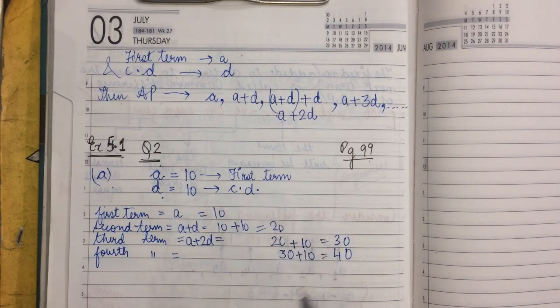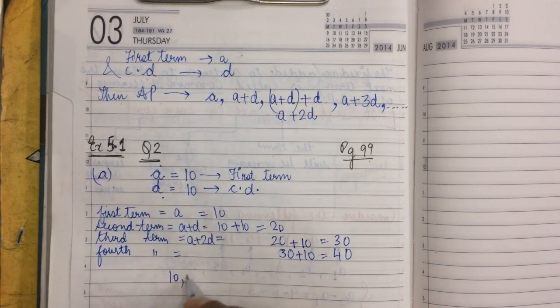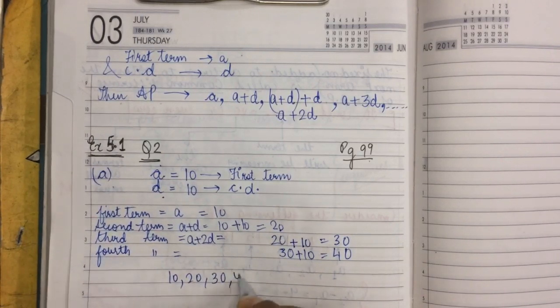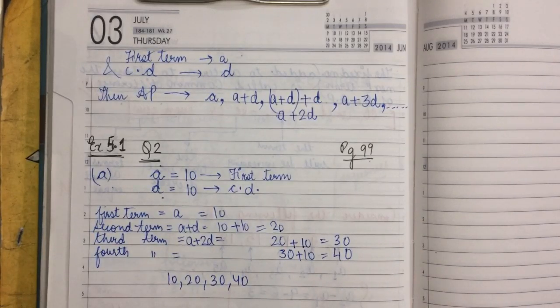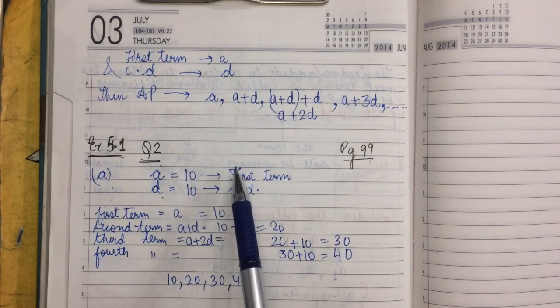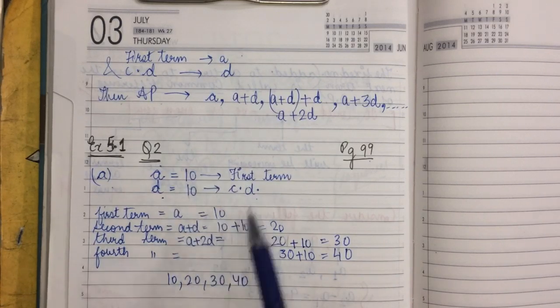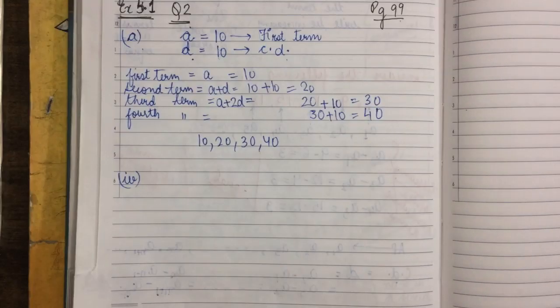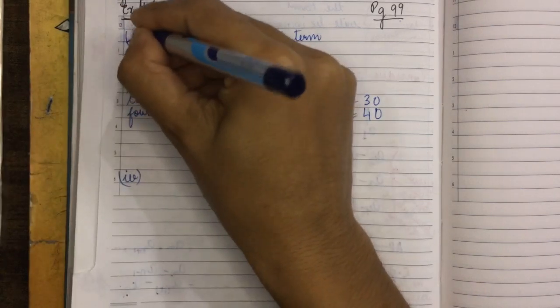You have to find out the first 4 terms. You could simply write the answer: 10, 20, 30, and 40. These are the first 4 terms obtained using the first term as 10 and the common difference as 10. So this was the first part.